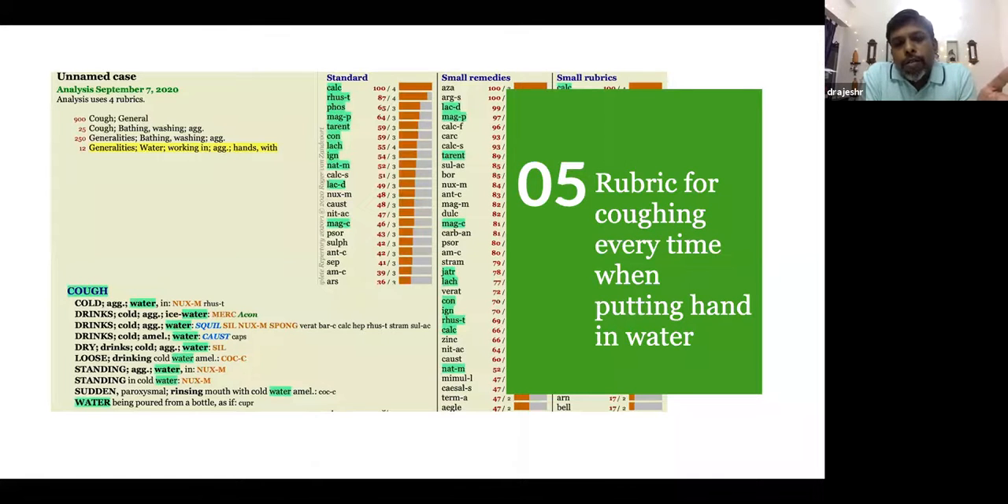Someone has asked whether it's cold water or warm water. So you have a different set of rubrics for that also. You can see below that cold water aggravation is there, and then standing in water is in the next one. Standing in cold water is again in the next one. So this is how we look into this. This is one more example.